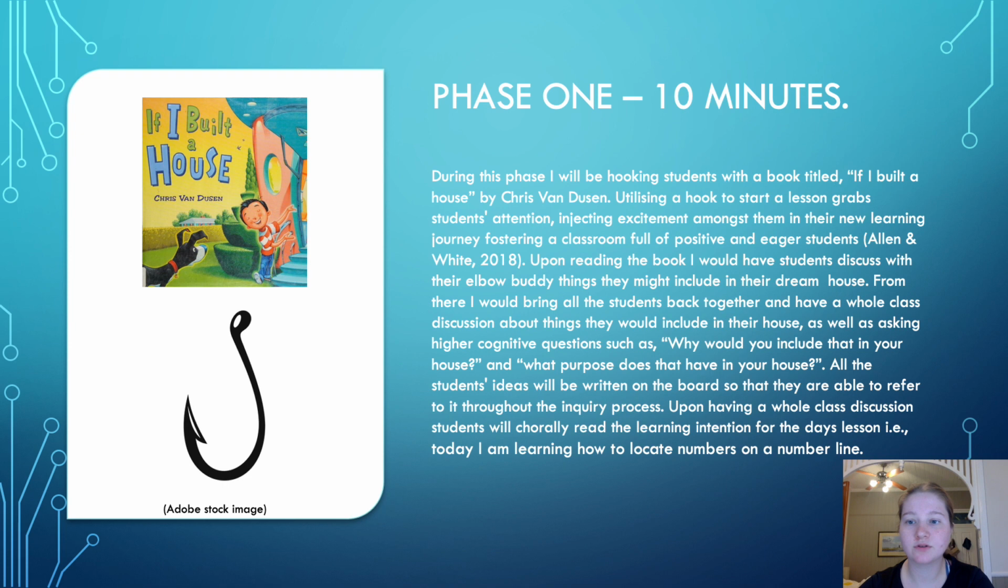Upon reading the book, I would have students discuss with their elbow buddy things they might include in their dream house. From there, I would bring all the students back together and have a whole class discussion about things they would include in their house, as well as asking higher cognitive questions, such as, why would you include that in your house, and what purpose does that have in your house? All the students' ideas will be written on the board so that they are able to refer to it throughout the inquiry process. Upon having a whole class discussion, students will chorally read the learning intention for the day's lesson, i.e., today I'm learning how to locate numbers on a number line.